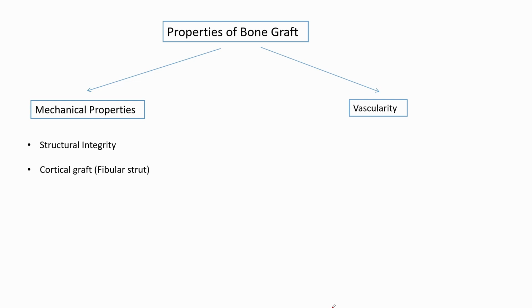Cortical graft like the fibula strut graft is an example of a graft with excellent mechanical properties. Whereas vascularity is whether the graft has its own blood supply. And the examples are vascularized grafts, among which the fibular vascularized graft is the most popular example.